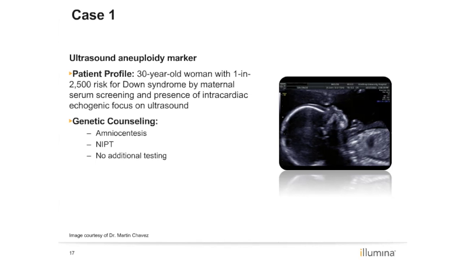This patient was offered the option for NIPT, amniocentesis, or to decline further testing. She elected NIPT, which was negative for aneuploidy in chromosomes 21, 18, and 13. Based on this result, the patient declined invasive testing.